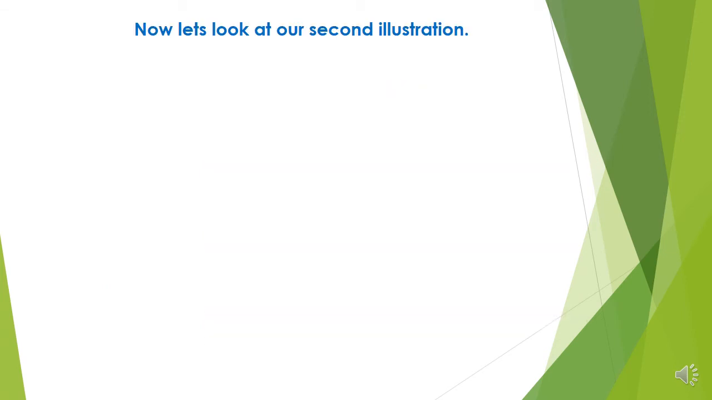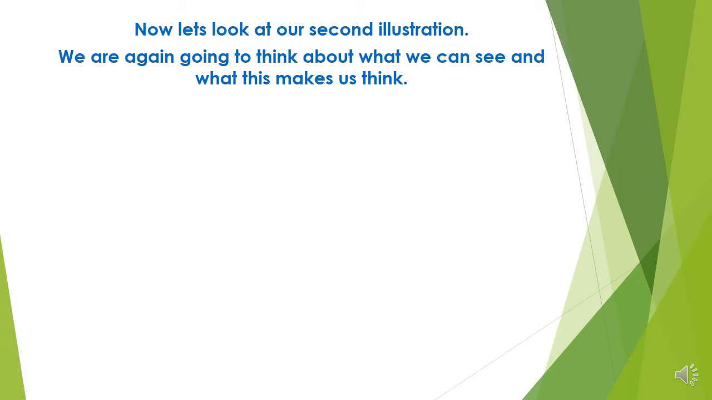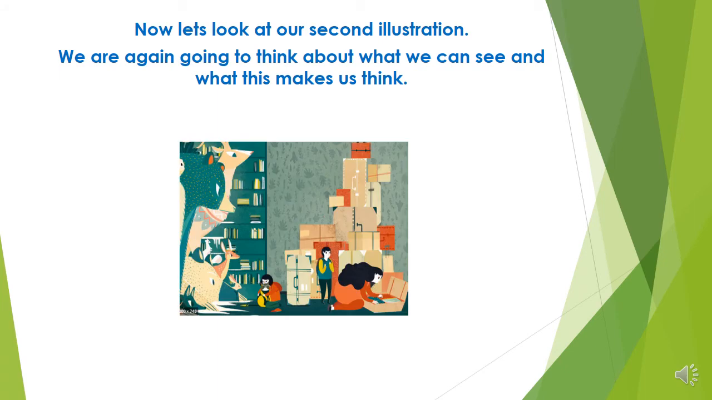Now let's look at our second illustration. We're going to think about what we can see and what this makes us think. Okay, so this is our second picture. What can we see in this picture? Well, there's a bookshelf full of lots of possessions. This makes me think that perhaps it's their family home where they've collected items over time.